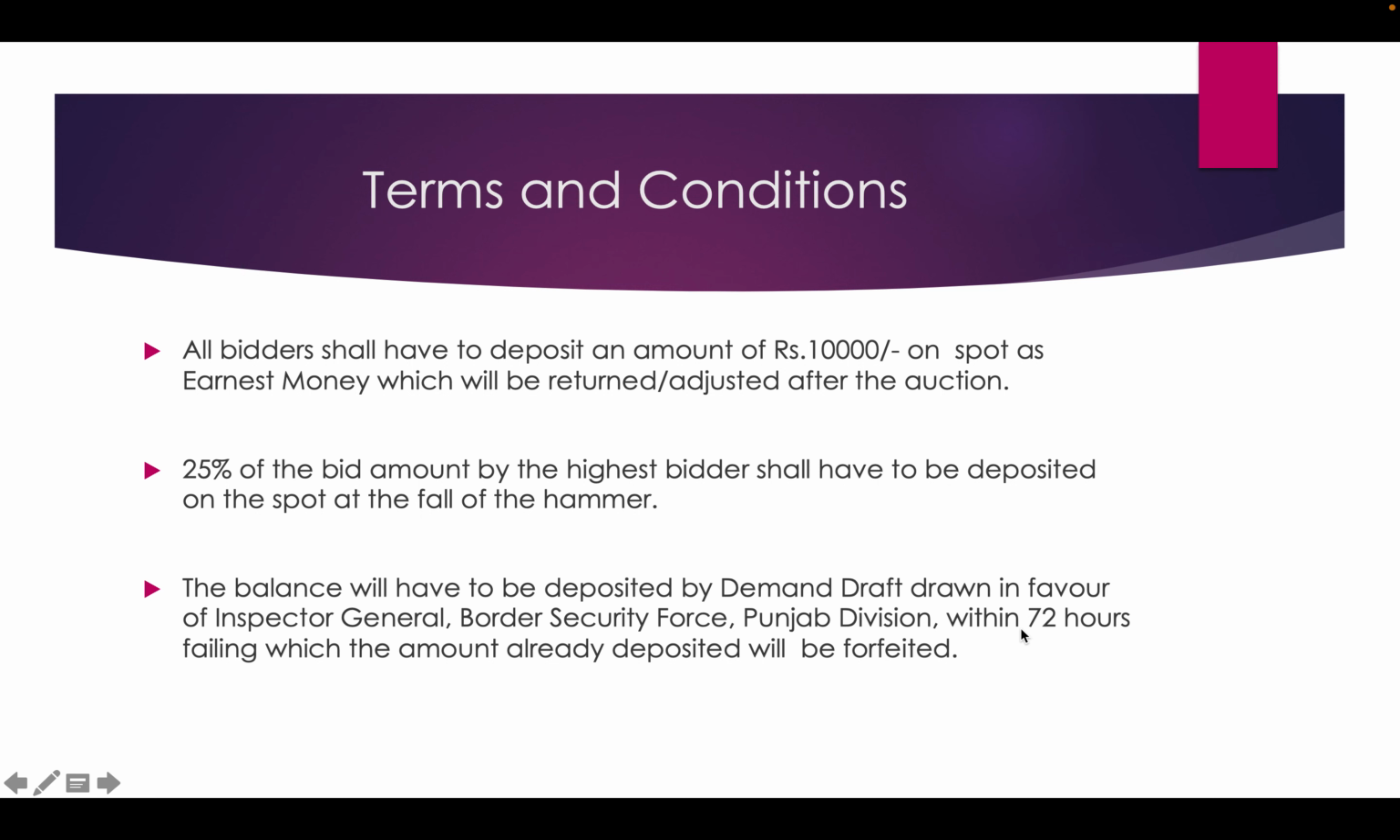All right. Now, if the bidder does not pay up within 72 hours, what will happen? Failing which, the amount already deposited will be forfeited. If that happens, that the bidder is unable to deposit the rest of the 75% of the money, what will happen then? His 25% amount that is already deposited will be forfeited. It will not be returned to him.